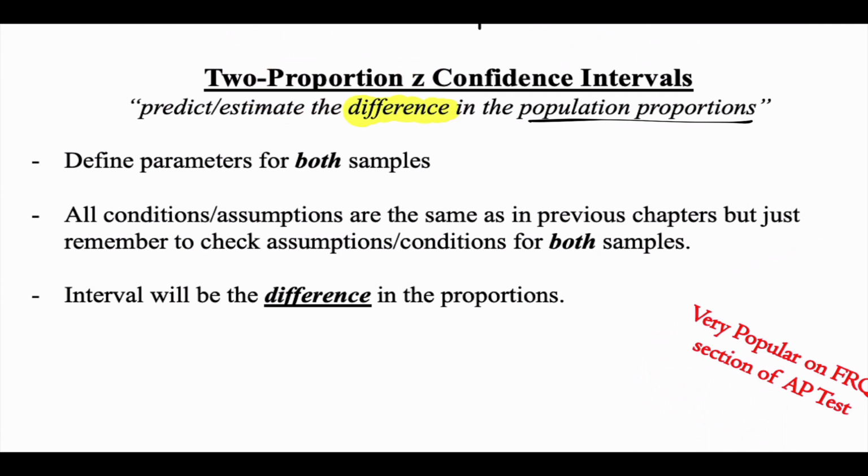Population 1 would be students at Central High School. Population 2 would be students at Garza High School, right? They're two separate populations. No one is a student at Central and at Garza. Conditions and assumptions are the same as in previous chapters.